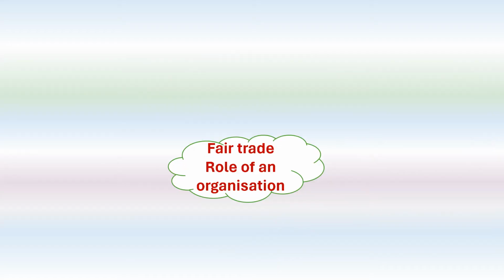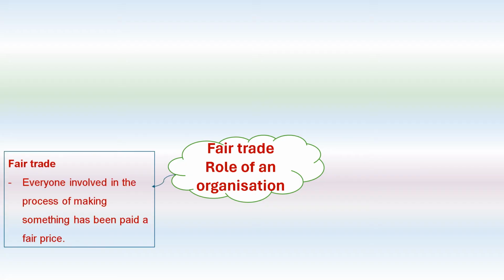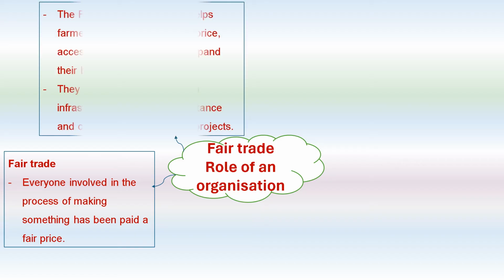Now, we have two types of trade. We have fair trade and unfair trade. Now, we have an organization that promotes fair trade. And the role of this organization is basically to help the farmers attain better prices for the goods that they are manufacturing or the goods that they are sowing. Like, for example, farmers, this organization helps them to get better prices for their goods.